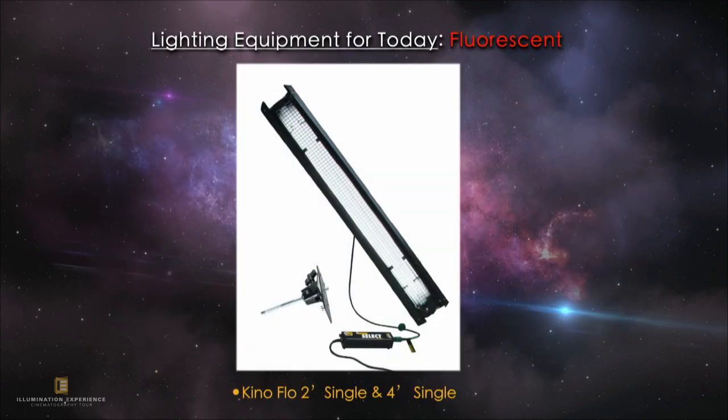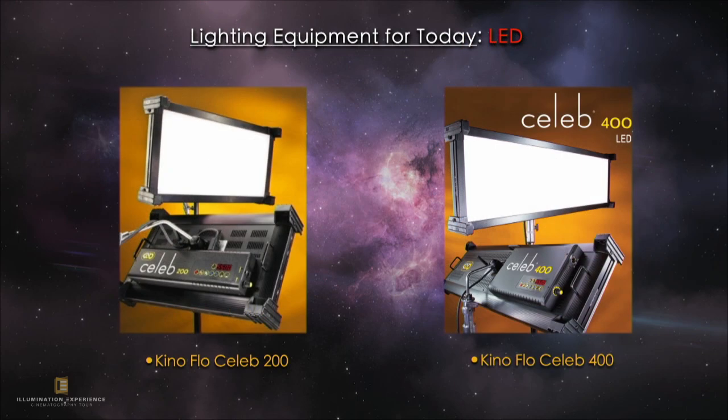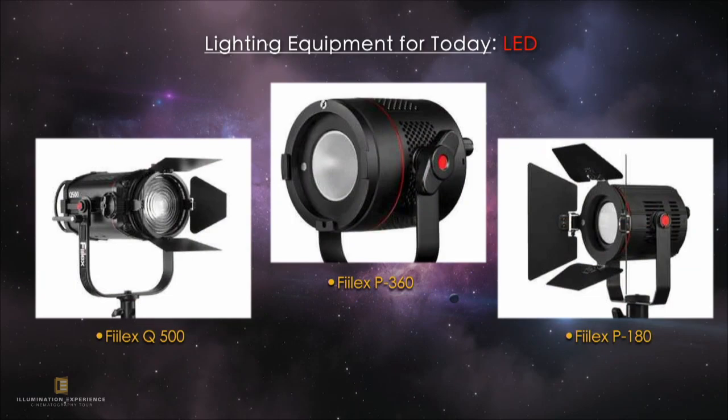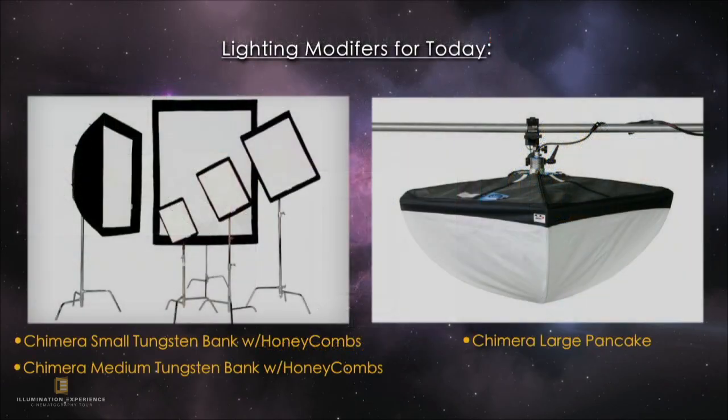We have 2-foot and 4-foot Kino Flos. You have your 800-watt Joker and your Arri M8. You have your Kino Flos like we had yesterday, the 200 and the 400 Celeb. You have your Arri Lowcaster, as well as the Arri LC7. You have the whole assortment of Fresnel lights, the Q500, the P360, and the P180. And you have your Rosco light pad. We don't have the light panel. That didn't come in. So we got the Rosco light pad, and we have the little blenders. You have a pancake as well as small and medium bank tungsten with all the honeycombs.